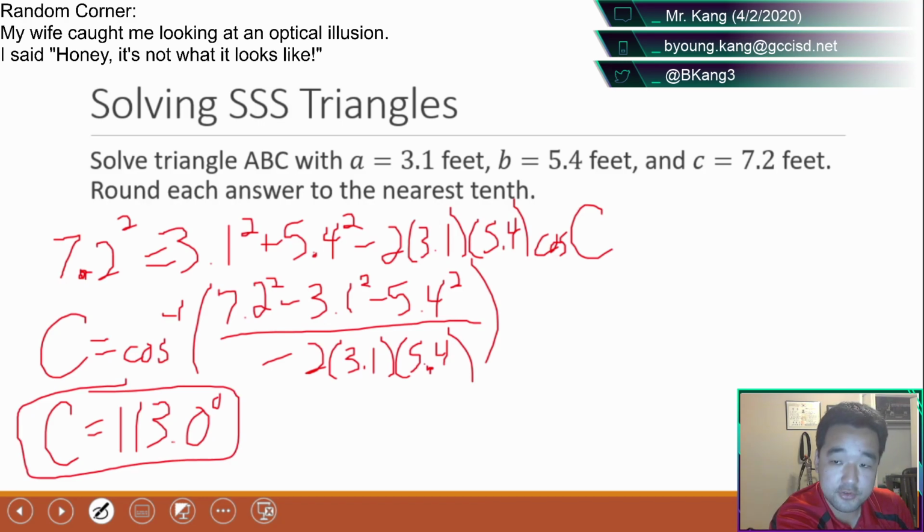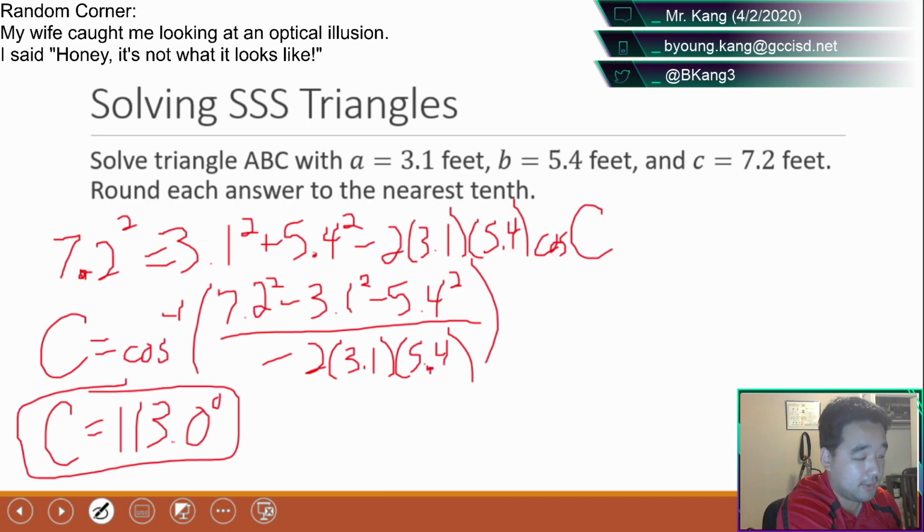Again, you have the option here. You could hop over to law of sines and do 7.2 over sine 113 if you want. You have to do the ambiguous case there. One of those works, but only one of them will work. You just don't know which one. So I'm going to just stick with law of cosines again.